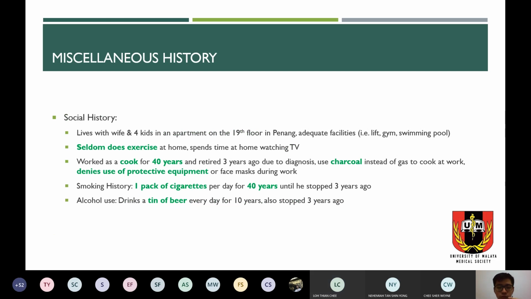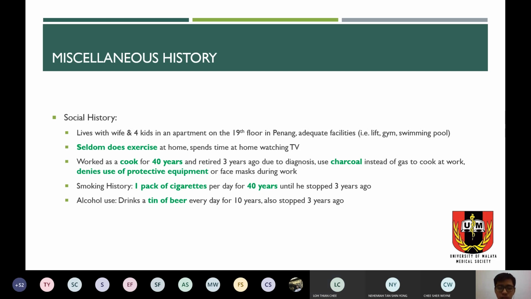So just a little bit on the social history. The patient lives with his wife and 4 kids in an apartment on the 19th floor in Penang, with adequate facilities, for example, lift, gym and swimming pool. However, he seldom does any exercise at home and rather spends his time watching TV. He worked as a cook for 40 years, and he retired 3 years ago due to the diagnosis. During his work, he used charcoal instead of gas to cook. He denies use of protective equipment or face masks during work.